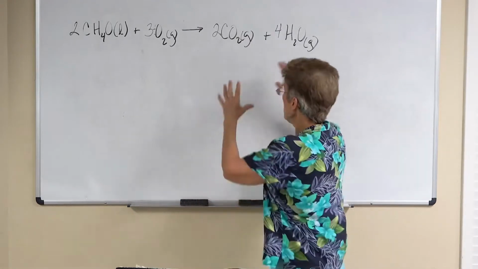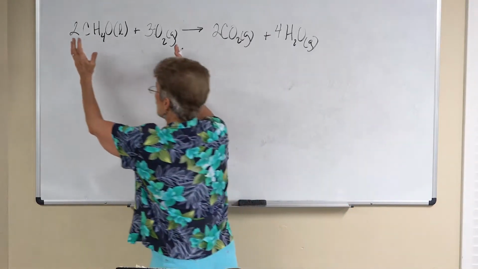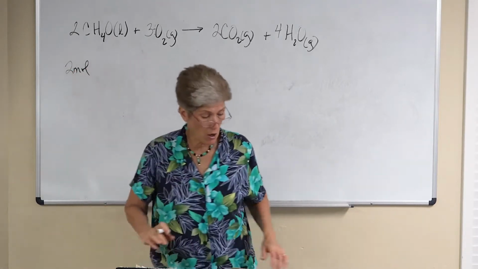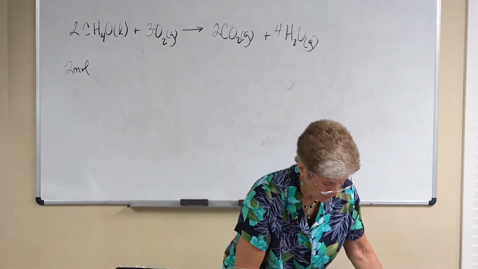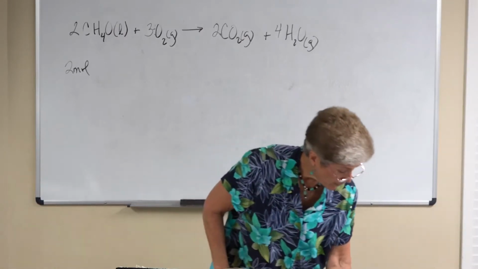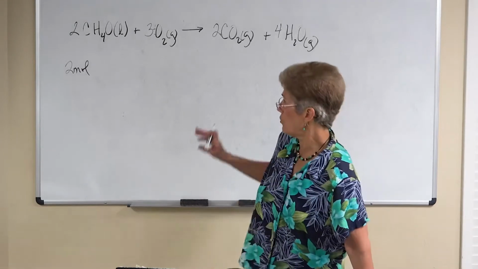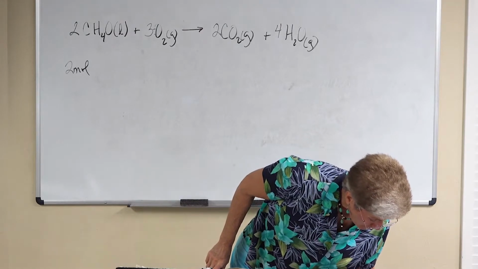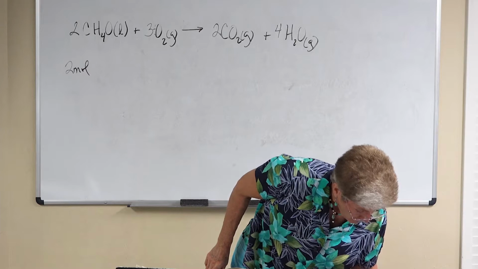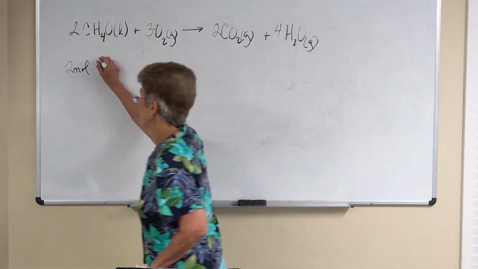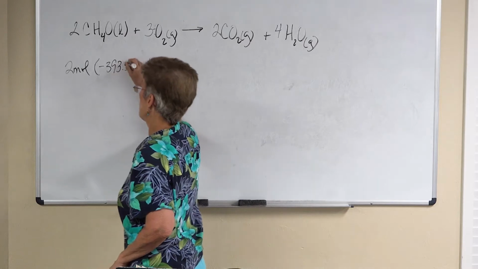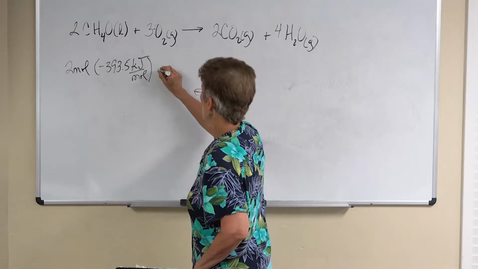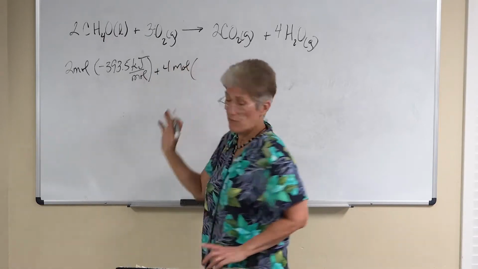Now remember, now we're doing the products minus the reactants. So first we're going to do 2 moles, and we look on the Hess's law chart, which is on page 424. And we have 2 moles of CO2 gas. Make sure you look for it in the gas form, just in case, because those are on here. Negative 393.5 kilojoules per mole. Keep your dimensions with you. Okay, so we get the 2 moles of that, plus 4 moles of water vapor.